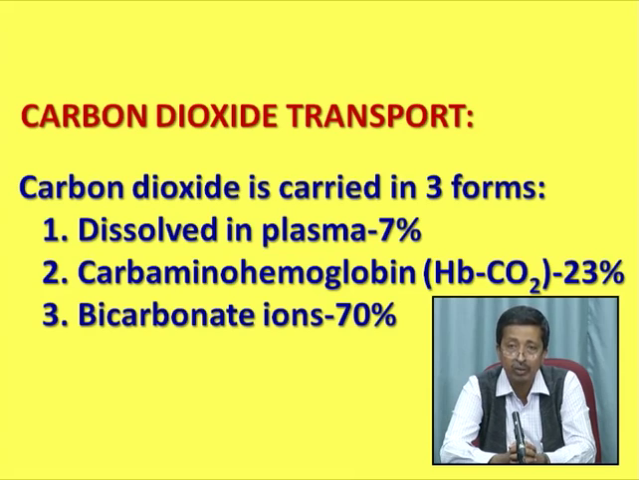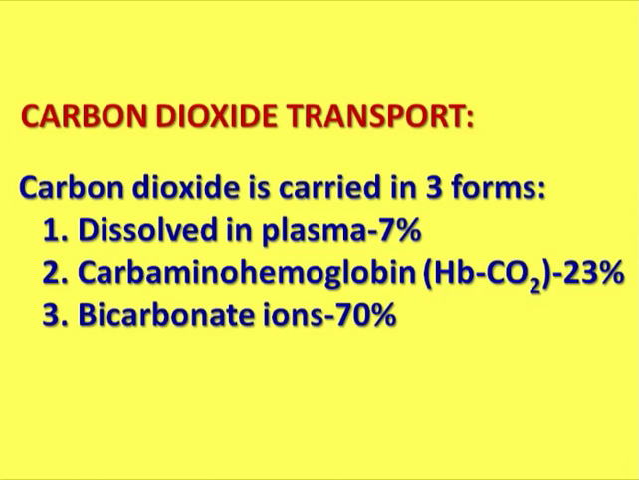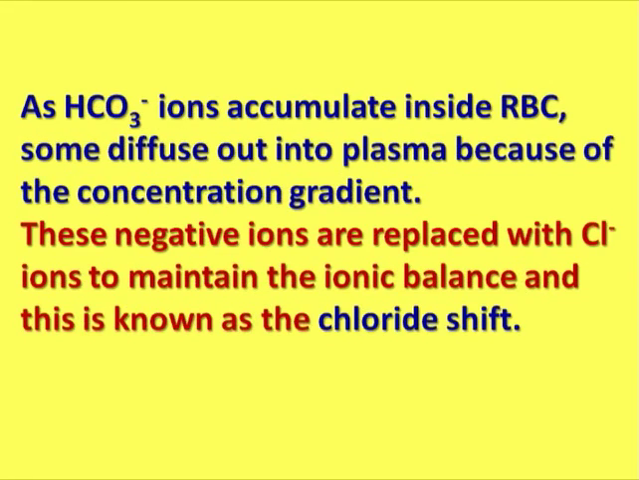That is what we call carbaminohemoglobin, and the majority of the carbon dioxide is transported in the body with the help of bicarbonate ions, for which we have already seen the equation. Carbon dioxide reacts with water forming carbonic acid, and this carbonic acid produces bicarbonates and protons with the help of the carbonic anhydrase enzyme.